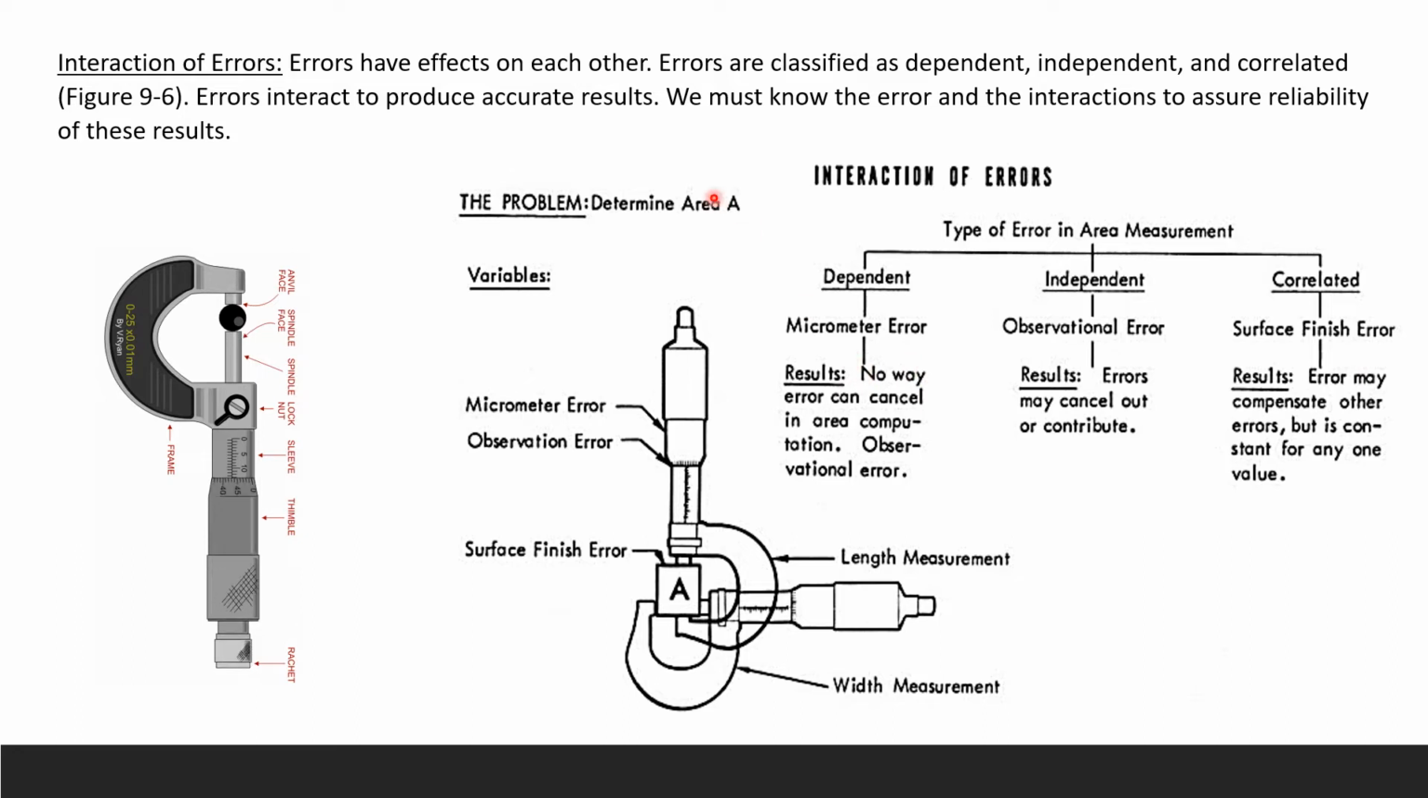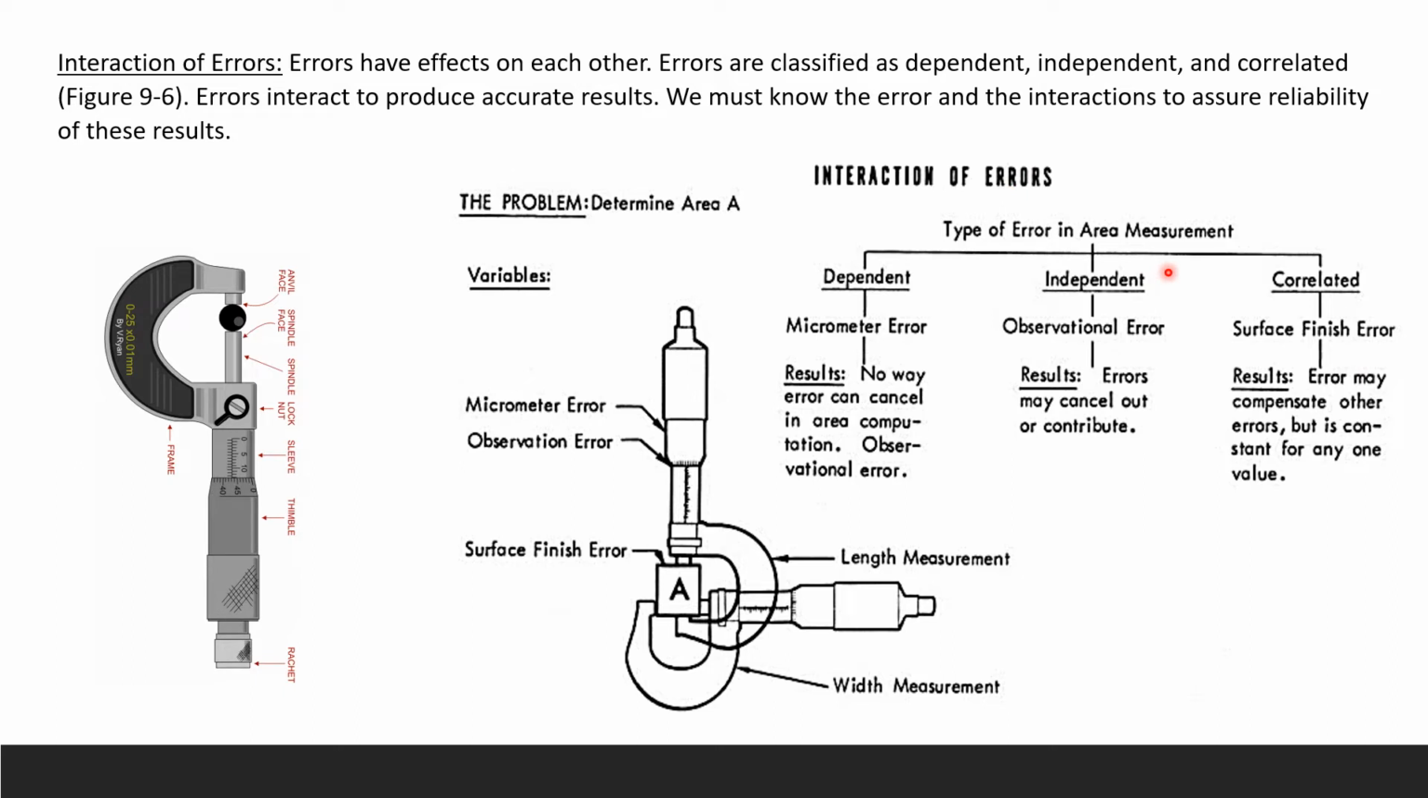So errors interact to produce results, and we must know the errors and the interactions to assure, again, reliability of these results. Okay, if you don't know the errors, if you don't know what they're doing to each other, you cannot assure your reliability. So every time we try to fix something, we definitely need to know the problems. If you don't know the problems, you have no way to fix anything.